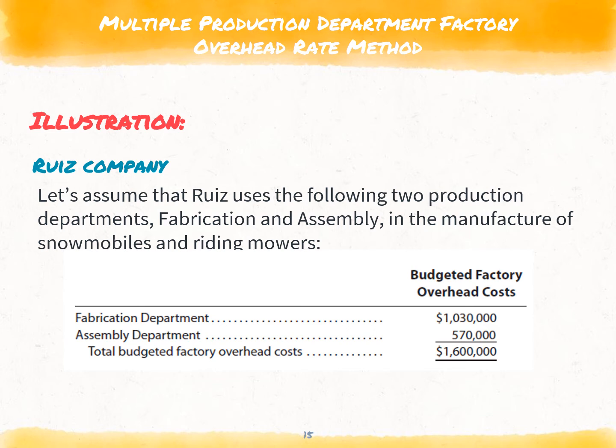The total budgeted factory overhead for Ruiz is $1.6 million, divided into the fabrication and assembly departments as follows: the fabrication department amounts to $1,030,000 and the assembly department amounts to $570,000, with a total budgeted factory overhead cost of $1.6 million. As illustrated, the fabrication department incurs nearly twice the factory overhead of the assembly department. This is because the fabrication department has more machinery and equipment that uses more power, incurs more equipment depreciation, and uses more factory supplies.